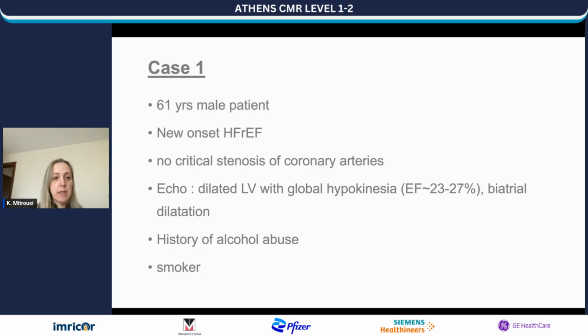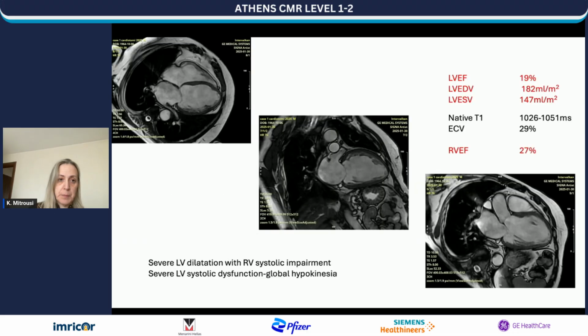There was no critical stenosis of coronary arteries in the angiogram, but echo showed dilated LV with local hypokinesia, an ejection fraction of 27%, and bilateral dilatation. There is a history of excess alcohol abuse, and our patient is a smoker.